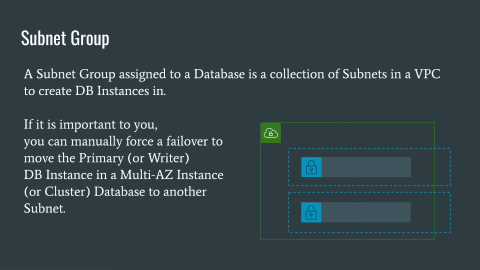A subnet group assigned to a database is a collection of subnets in a VPC to create DB instances in. If it is important to you, you can manually force a failover to move the primary, or writer, DB instance in a multi-AZ instance, or cluster, database to another subnet.